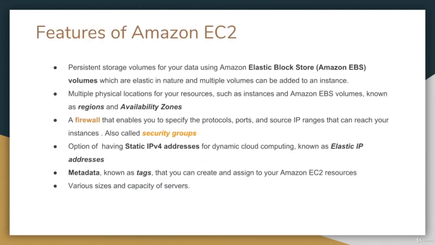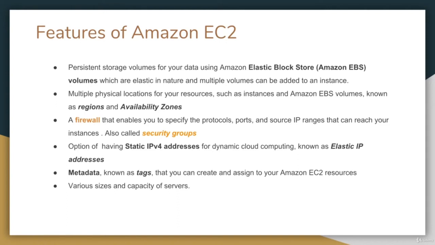Some of the features of Amazon EC2: it has an option for persistent storage volumes by using Elastic Block Store. You can attach multiple Elastic Block Store volumes to your EC2 instances. You can place your EC2 instances in multiple availability zones, which are miles apart from each other, and place EC2 instances in different regions, right? These are Amazon's global infrastructure. You can place your EC2 instances in Sydney, in the US, in Brazil, and so on. So you have this option to place your EC2 in multiple physical locations.